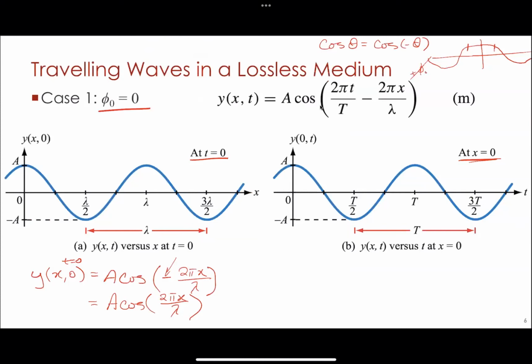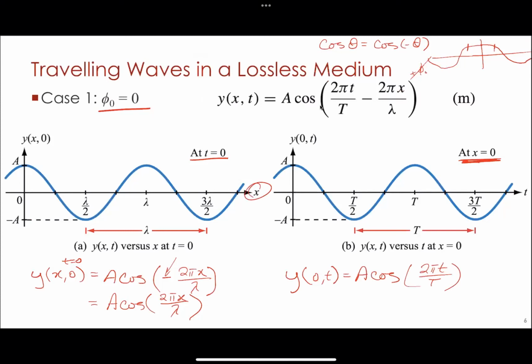So if we plug into our equation x equals 0, we'd have y at 0 comma t equals a cos. So x equals 0. This equals 0. So this whole term equals 0. All we have is 2 pi t over T. Okay, so if we started at t equals 0, note now we have t.